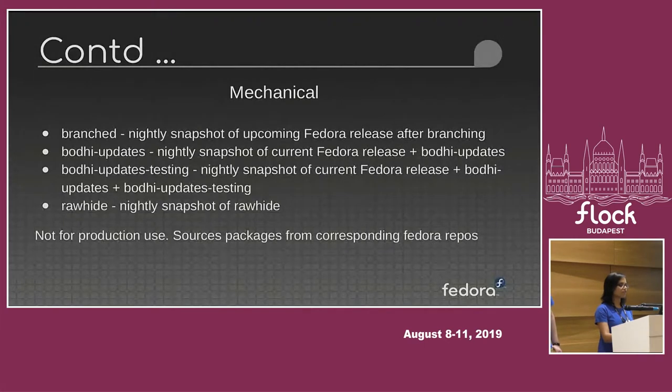And these are also not for production use. For production, you only use the refs mentioned in the production section, which are testing, stable, and next, and the majority on stable. Also, the source packages here are directly from the Fedora repos. So whatever we have in the current Fedora repos, it's just using that directly, nothing else.